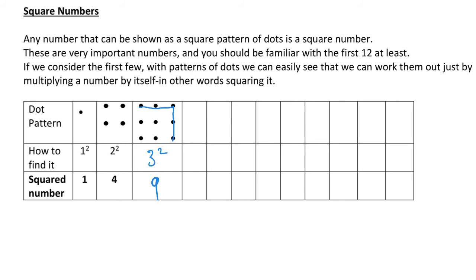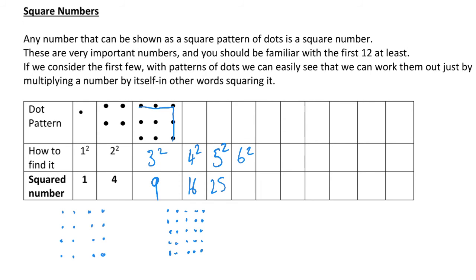We could do it with 4. So the next one's going to be 1, 2, 3, 4. And there's going to be 4 rows of 4 so that we can form a square. So that's going to be 4 times 4, or 4 squared, which is 16. We could do the same for a 5. So we've got 5 rows and 5 columns. And that forms a square. So that's going to be 5 squared, which is 25.